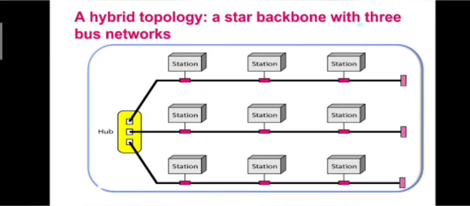Okay, so fifth type, what is a hybrid topology? The combination of 2 or more topologies is known as a hybrid topology. For example, a combination of star and mesh topology is known as a hybrid topology. Okay, what is the advantage of hybrid topology?